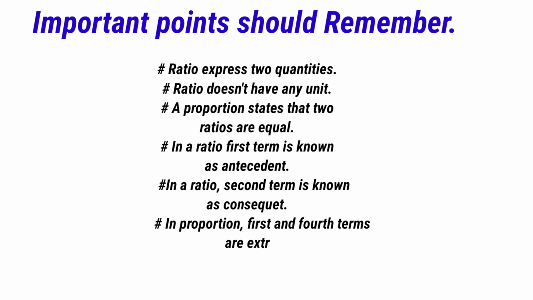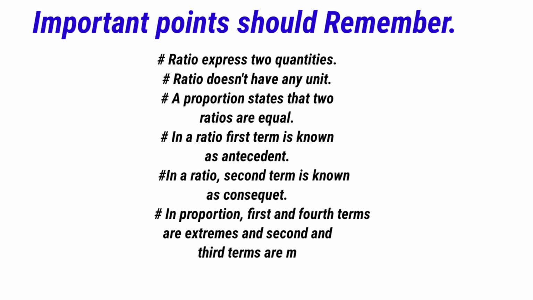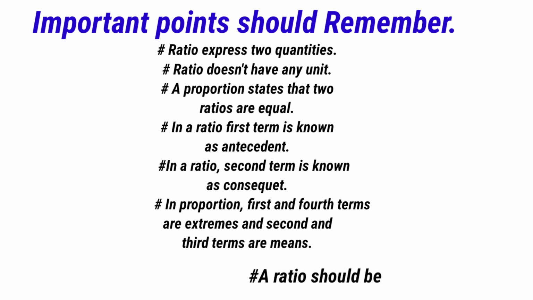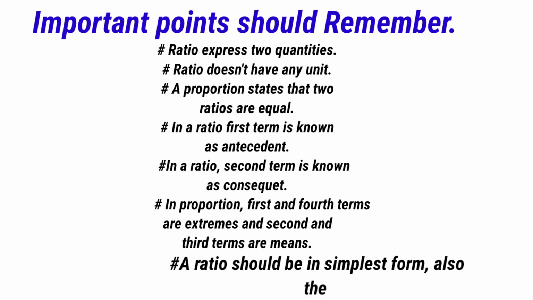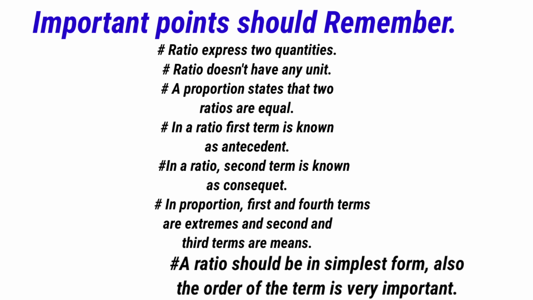A proportion states that two ratios are equal. In a ratio, first term is known as antecedent, second term is known as consequent. In proportion, first and fourth terms are extremes and second and third terms are means. A ratio should be in simplest form.